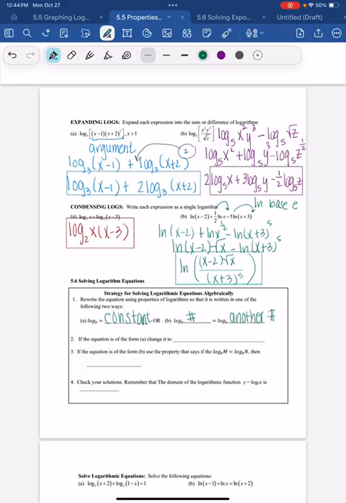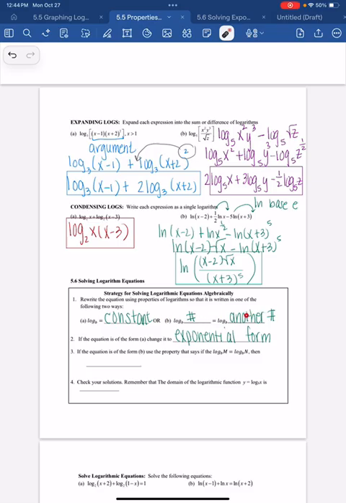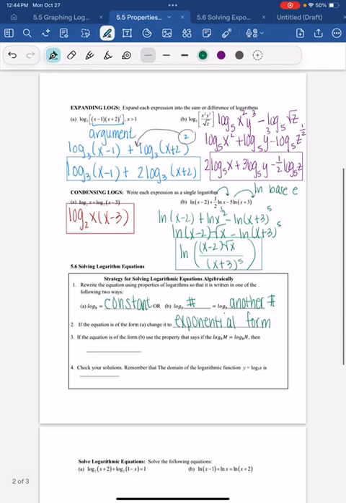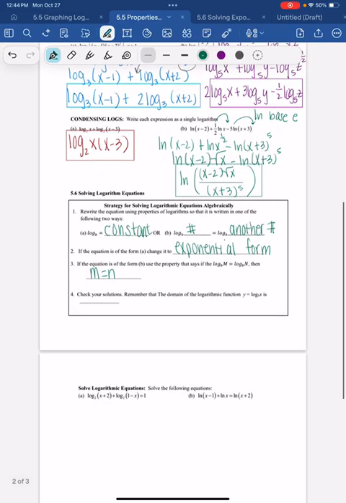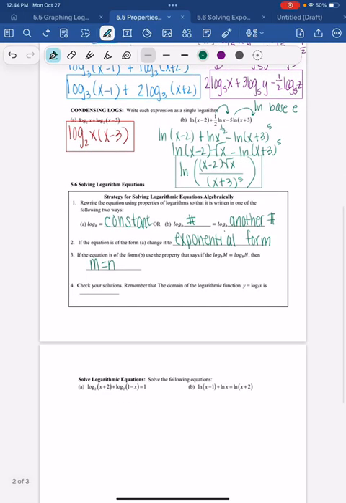If the equation is in the first form, change it to exponential form. If the equation is in the second form, so if it's in this form where you have the log of some number equals the log of another number, we're going to use the property that says if the log base b of m is equal to the log base b of n, then m equals n. And don't forget to check your solutions. So remember that the domain of a log is that the argument x must be greater than 0.